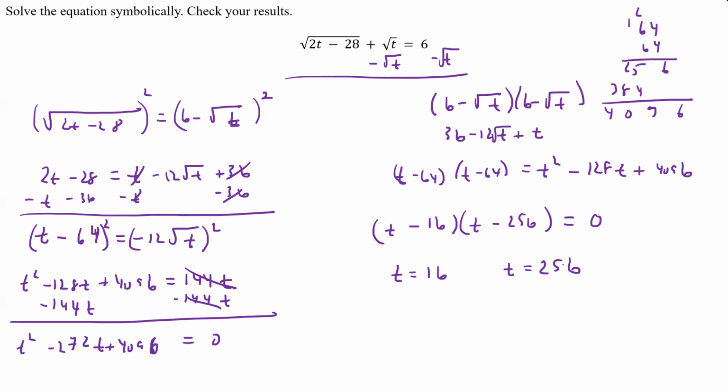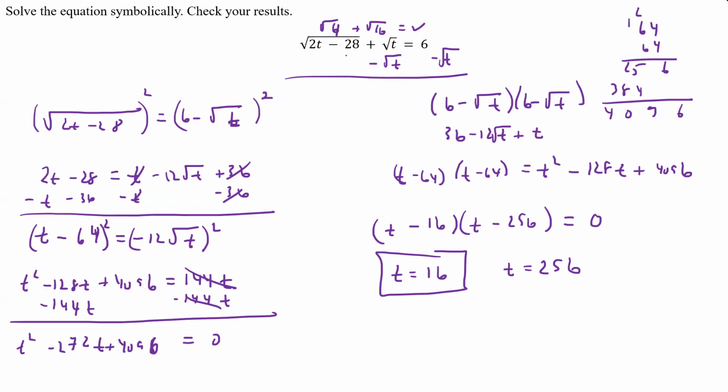Okay. Now, what we have to do is plug those both back into here. So I'm just going to kind of hand type this on the calculator as we go and see what we get. So 2 times 16 minus 28 is going to give us 4. I typed in something wrong. So that's the square root of 4, sorry. Square root of 4. And then we have plus the square root of 16. That's 2 plus 4 is 6. So this one works.